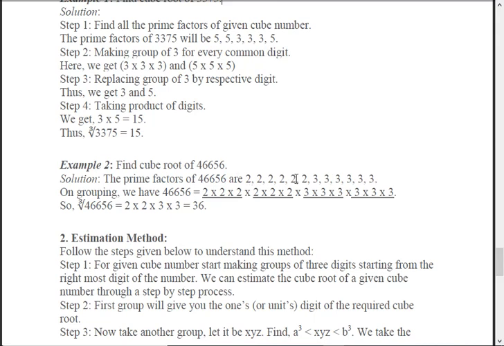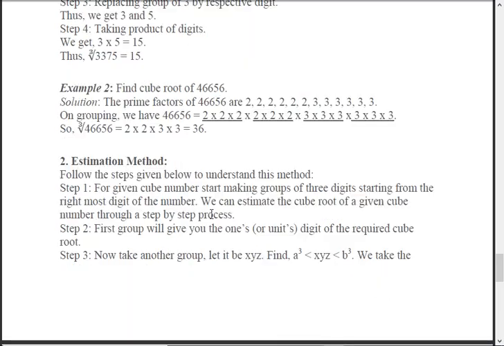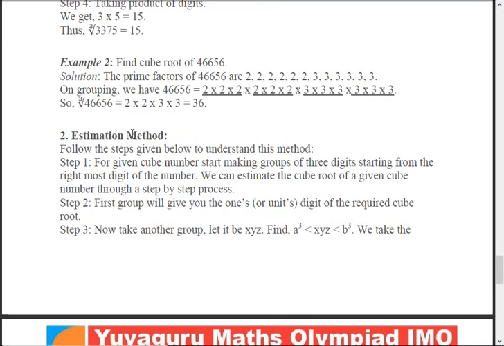2, 2, 2, 2, 2, how many times? 3, 3, 6, 6 times 2 and 6 times 3, right? Take one from each: 2 into 2 into 3 into 3, right? It is 36. So the cube root of 46656 is 36. Now this is a longer method. Now we'll see the shorter method, estimation.